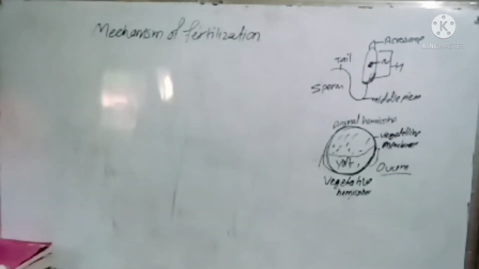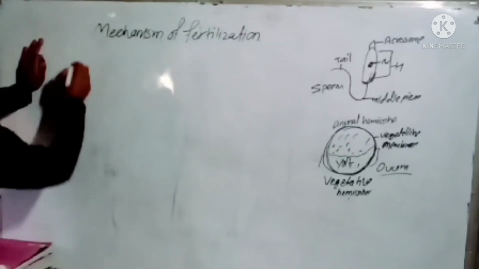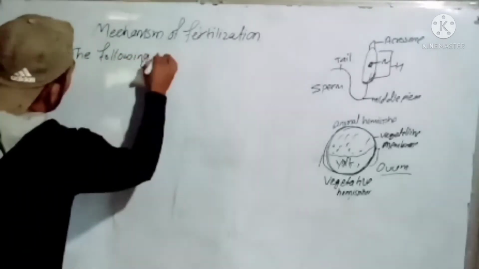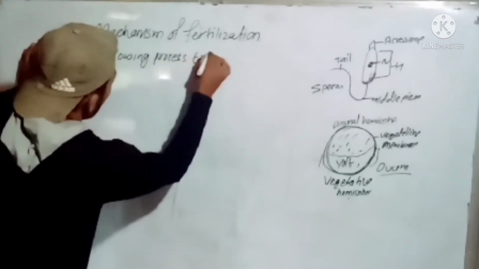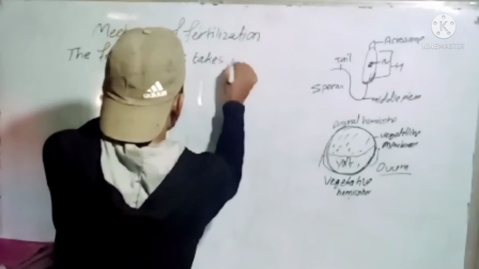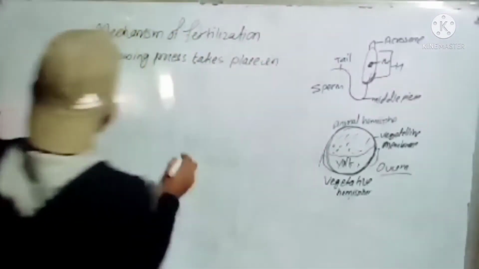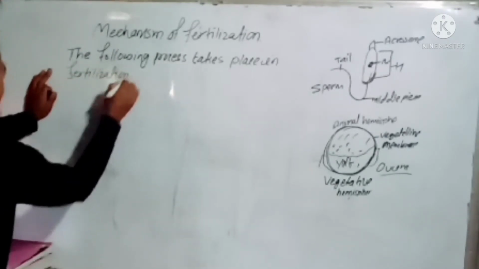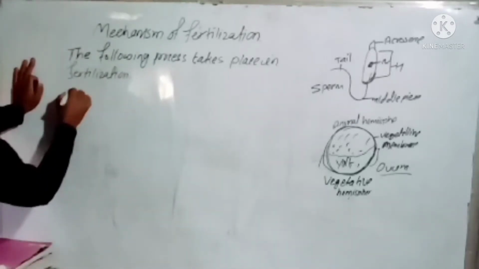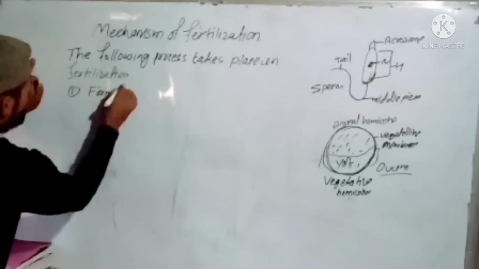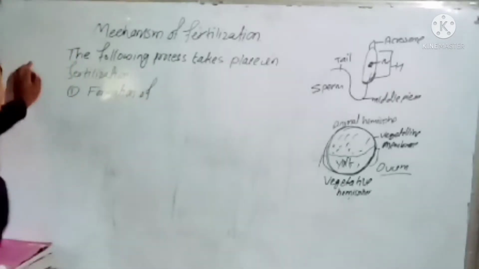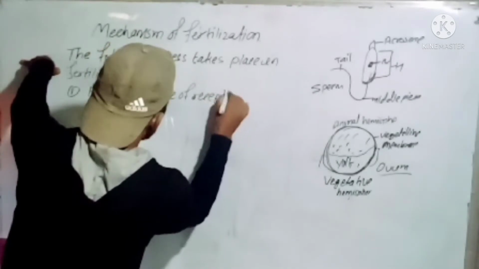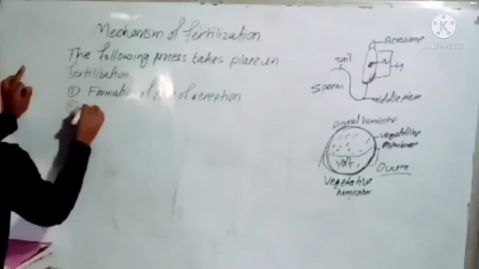So in the mechanism of fertilization, I'll write the following processes that take place in fertilization. Okay, what are they? There are four. First of all, the formation of cone of reception. Cone of reception means a protuberance-like formation.